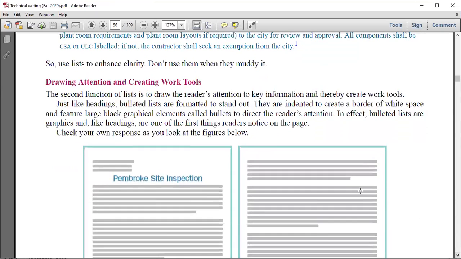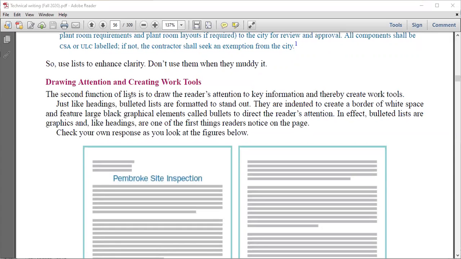Okay, use lists to enhance clarity. Don't use them when they muddy it, right? So that means don't use a list when you feel that it's going to make things complex rather than improving the readability. Drawing attention and creating work tools. The second function of a list is to draw attention. Let me use the annotation here.